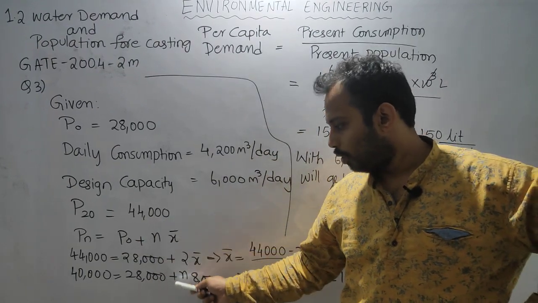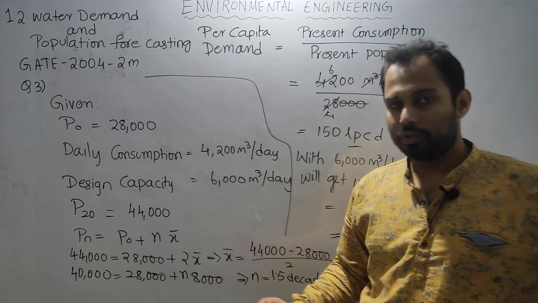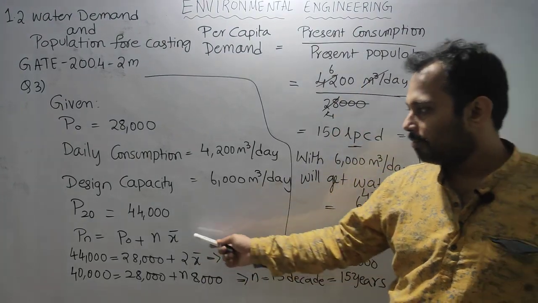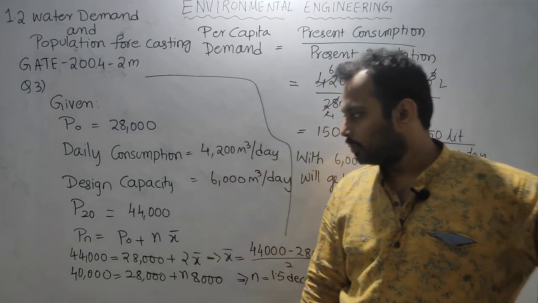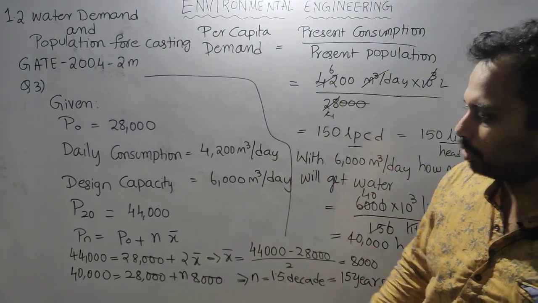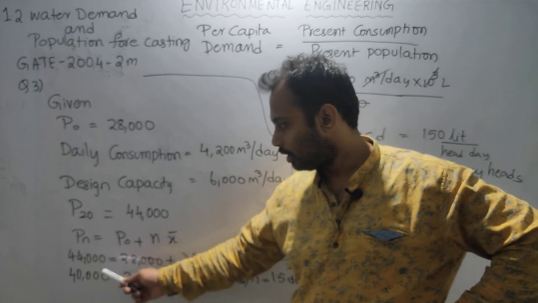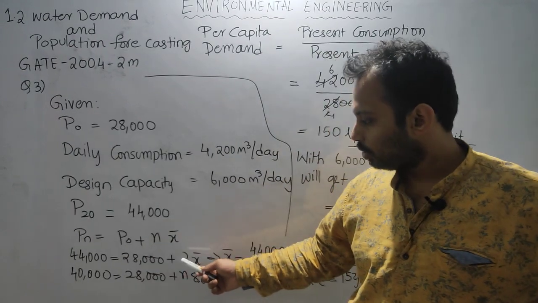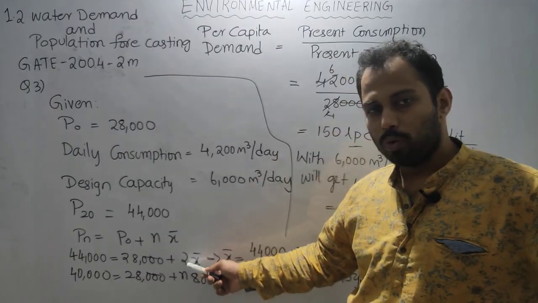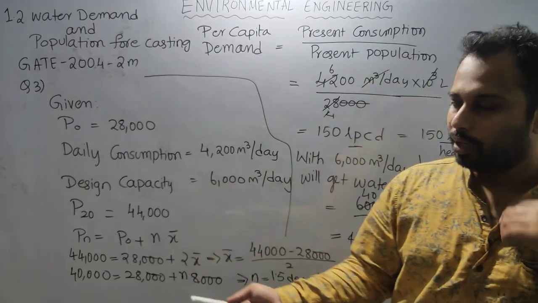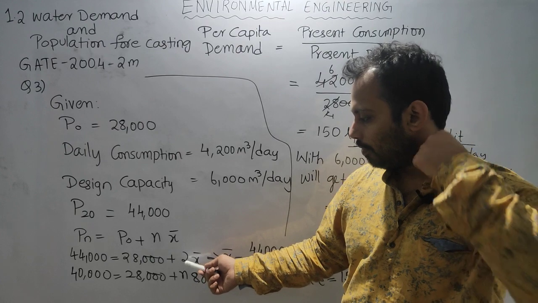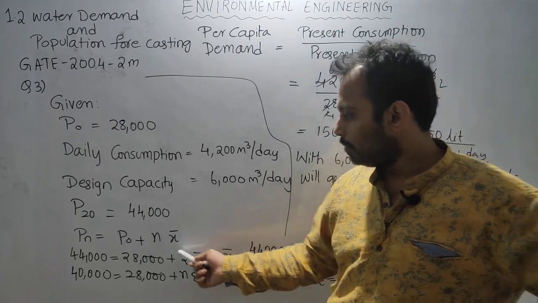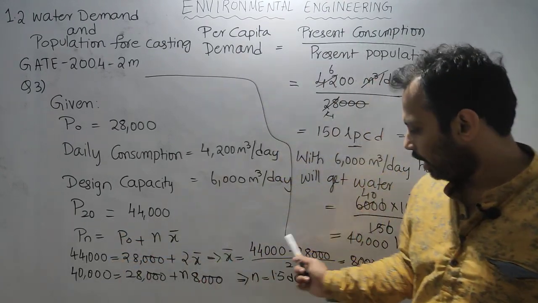And N, I don't know. X bar also I don't know actually. But X bar I can find using the data given here. So P20 was provided, that is why P20 is provided. P20 is 44,000. P0 is 28,000. So P20, N I know. N means it is 2 decades, because 20 years means 2 decades. So if I multiply it with 2, I can find X. So from this statement, I can find X bar as 8,000.